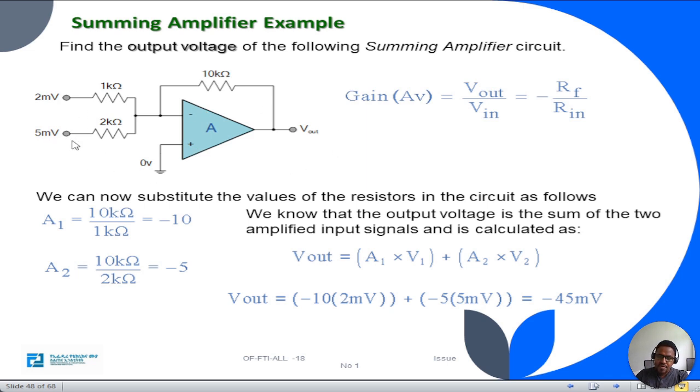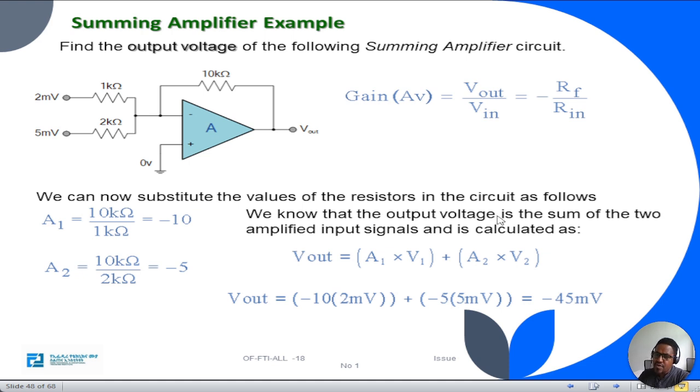Again, for the gain of V2, 10k over 2k, that becomes minus 5. So how they do? First, let V2 become 0. That's to analyze the circuit using the superposition theorem. By doing that individually or separated, you can analyze, then we can add all outputs.